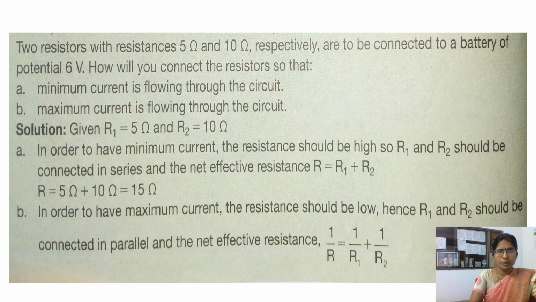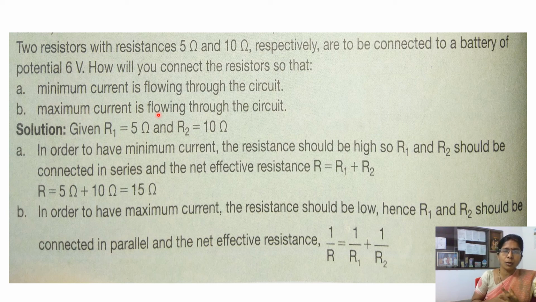Now the next one. Two resistors with resistance 5 ohms and 10 ohms respectively are to be connected to a battery of potential 6 volts. How will you connect the resistors so that minimum current is flowing through the circuit, and the other one, connect them in such a way that maximum current flows through the circuit.